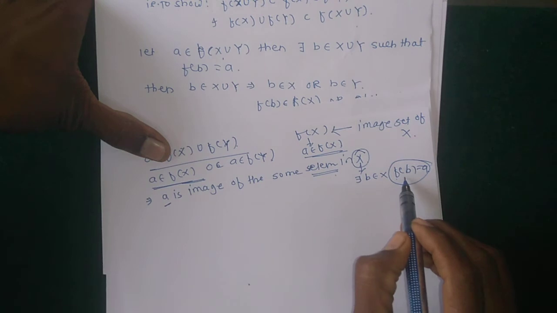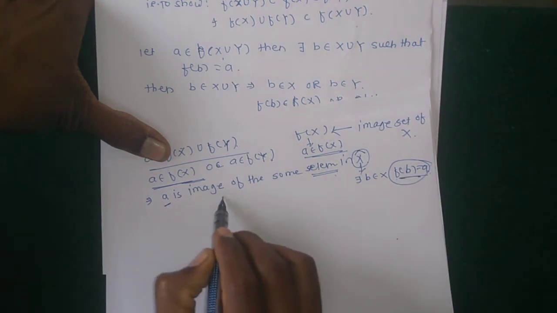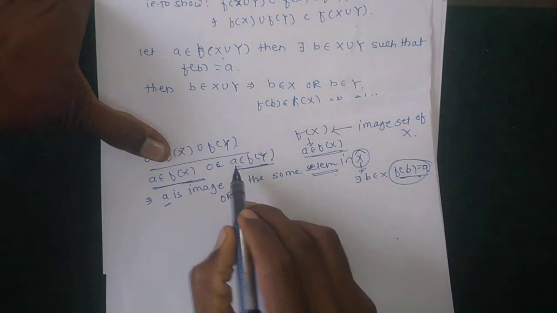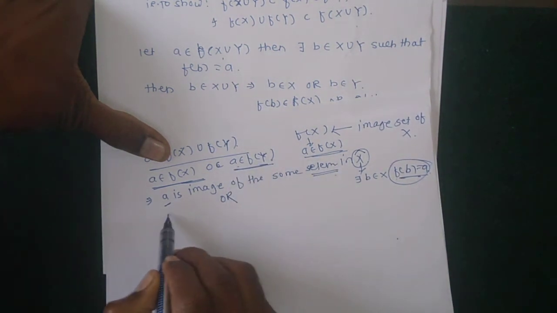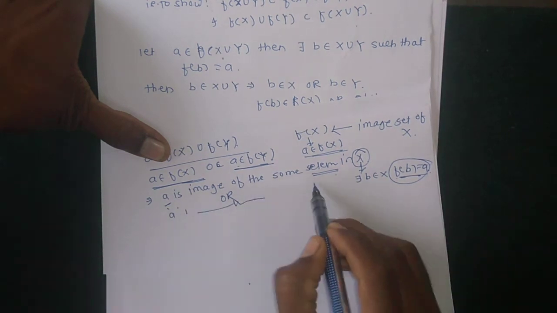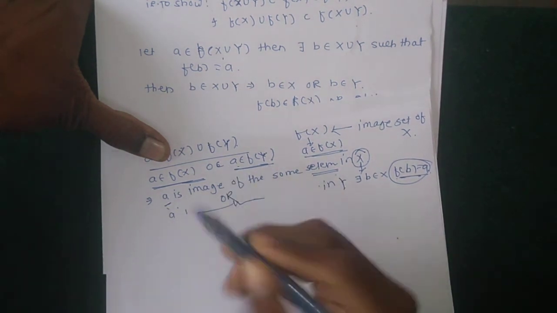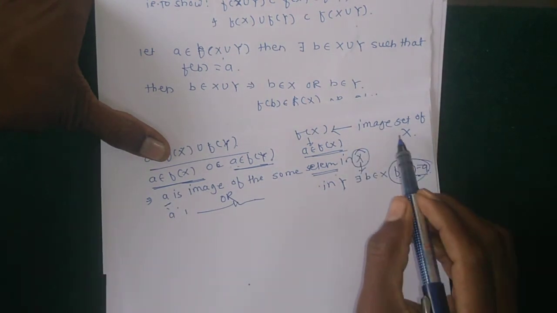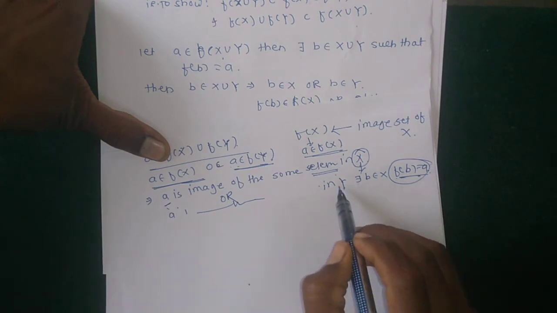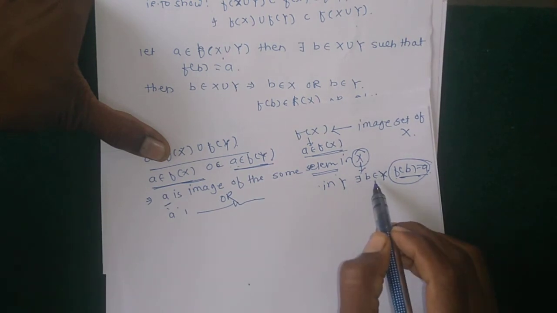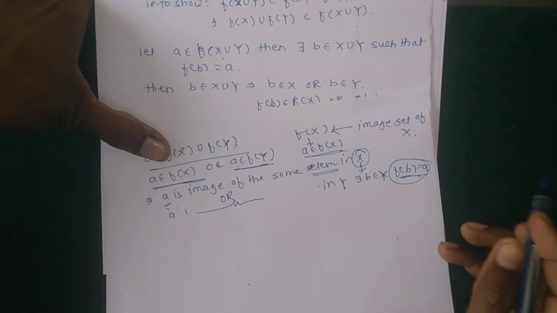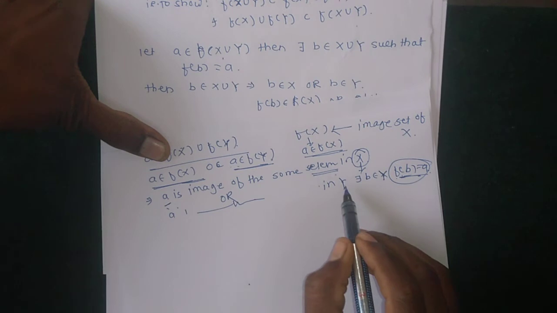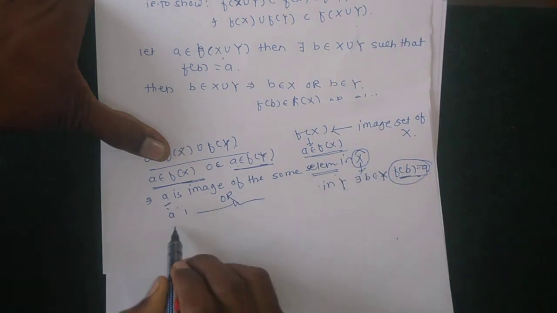Okay, their image is f of b equal to a. If a belongs to f of y, it means a is the image of some element in y. Then at least one element exists in y, at least there exists b belongs to y such that f of b is equal to a. Okay, it means at least one element exists in y such that their image is in f of y.